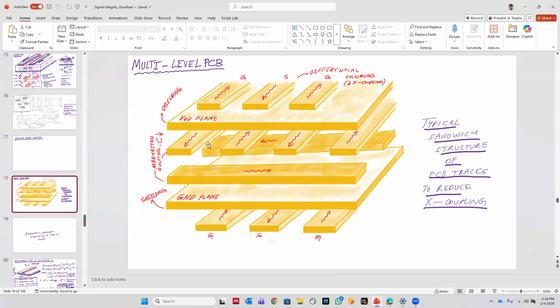And also, if you have a situation where two traces have to run one on top of each other, you do something called Manhattan routing, wherein the two traces are orthogonal to each other rather than in the same direction. You do that because when they're orthogonal, you minimize the overlap area between these two traces. And if you remember, capacitance is proportional to area. So if you minimize this overlap area, you essentially minimize the capacitive coupling between the two levels of traces. That's how you avoid cross coupling in a multi-level PCB, for example.